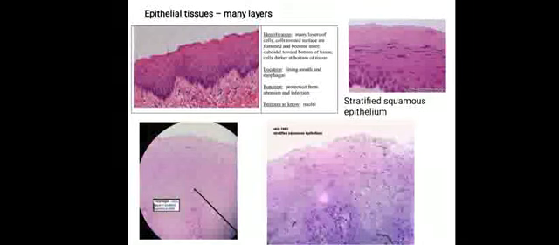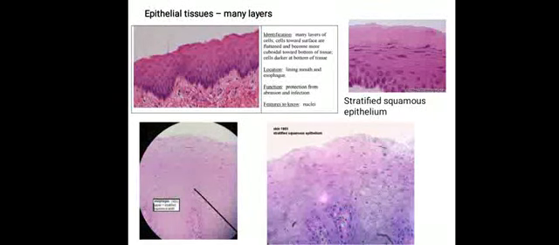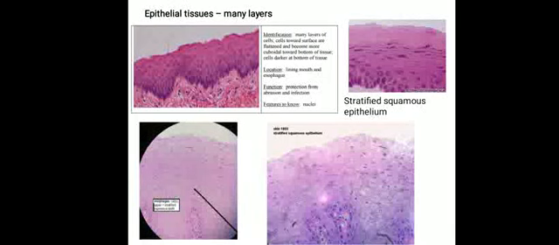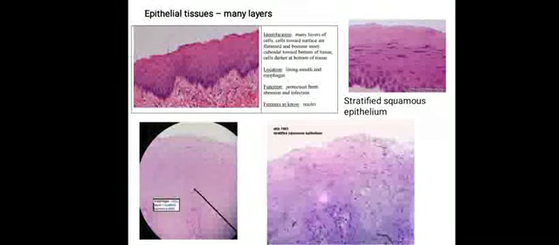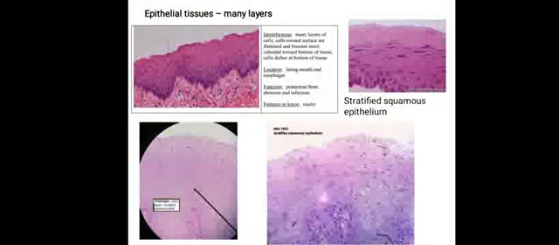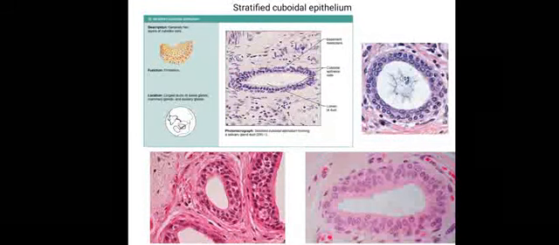In fact, some stratified squamous is keratinized, while some is not. The keratinized belongs to the skin, while the non-keratinized belongs to the mouth, esophagus, vagina, and the like. What are the functions there? Protection from abrasions and infections. They protect the body from infections and abrasions. The feature you need to know there is that nuclei are present. Then we have stratified cuboidal epithelium.